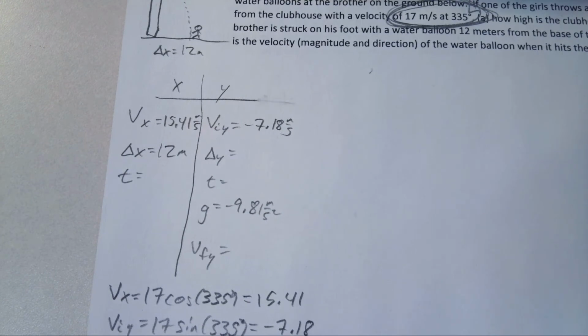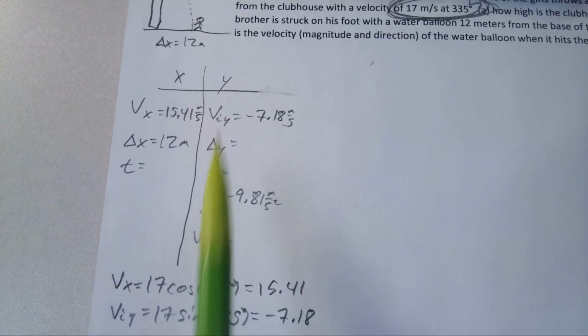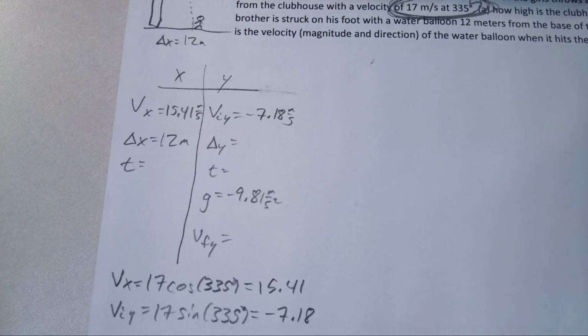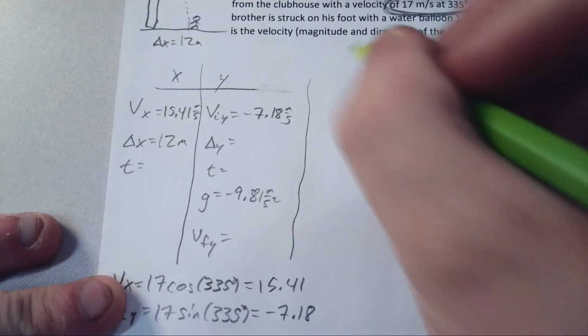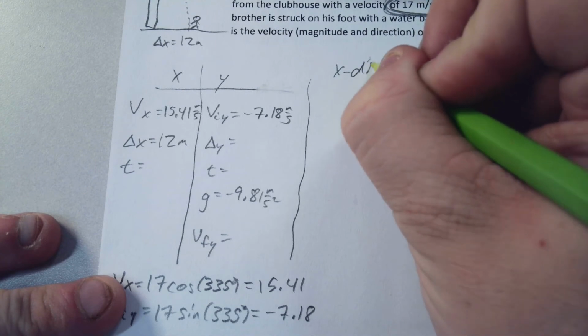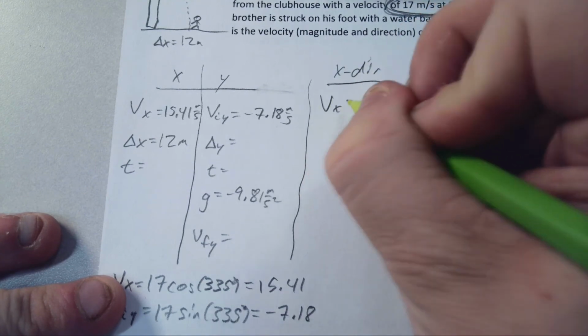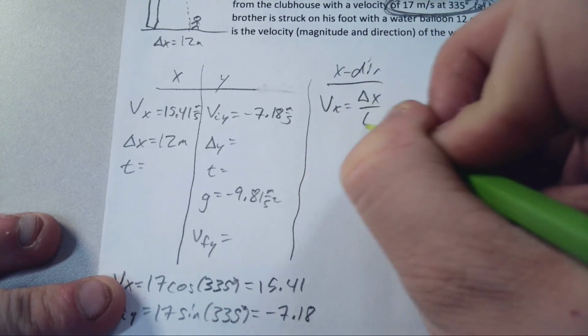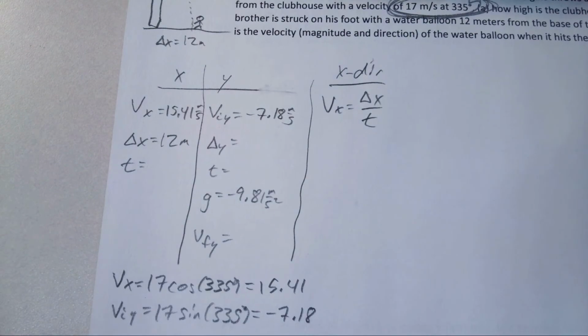This is a scenario where finding the time is probably the easiest it can be. Why? It's with the x here because we have only one unknown. We don't have to use the fourth equation to plug it into the second equation. We don't even have to use the quadratic. We already have one equation, which is Vx equals delta x over t, and we have Vx and we have delta x.